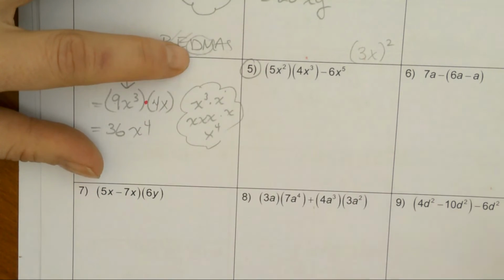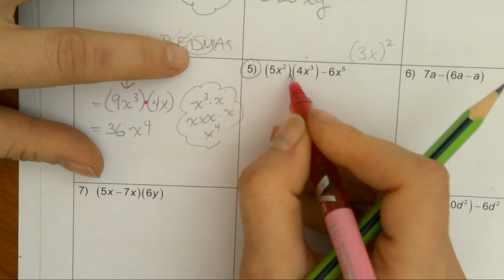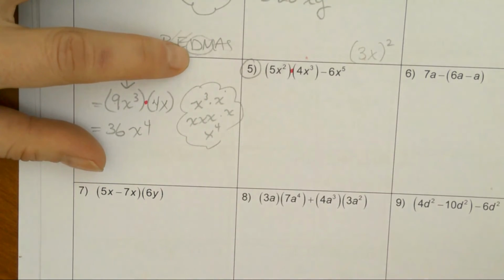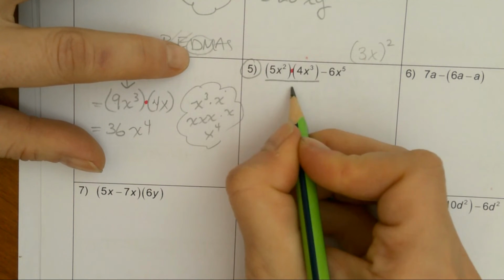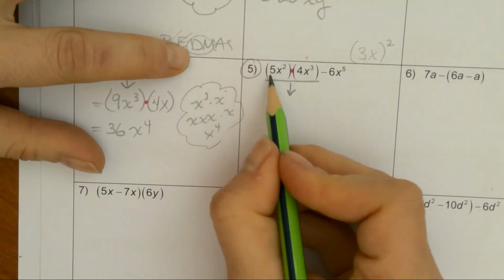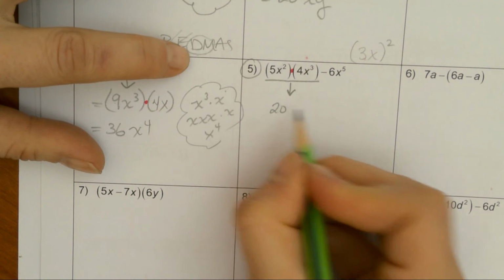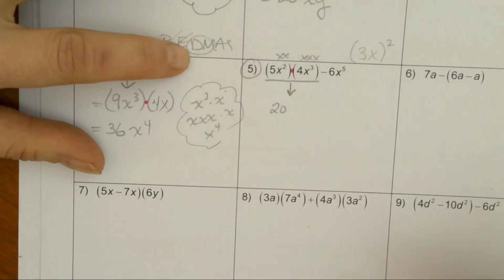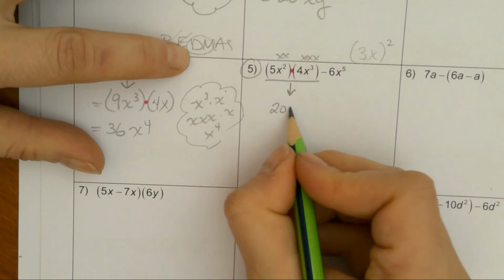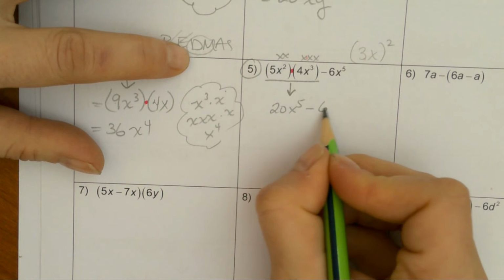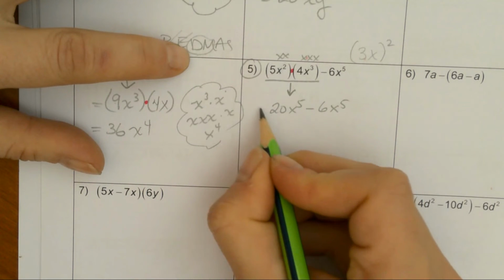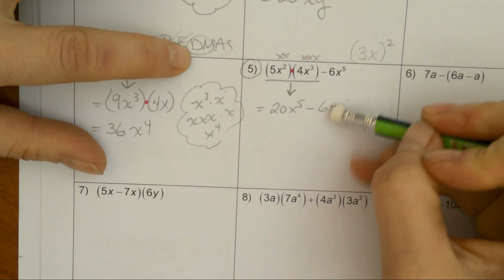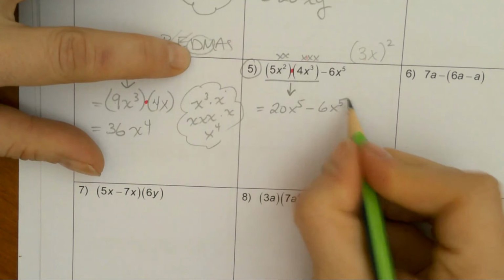Do I have divide and multiply? I don't see any, but when brackets are touching, there's a multiply there. So that is multiply. 5 times 4 is 20. I have 2 x's here, and I have 3 x's here, so in total I have 5 x's. Oops, that should be a little 5 up higher, like an exponent.